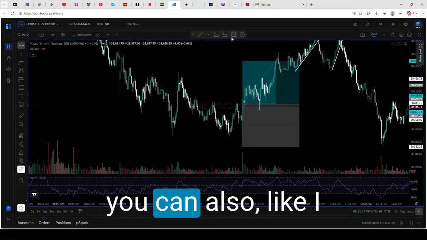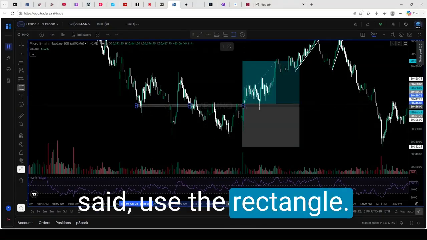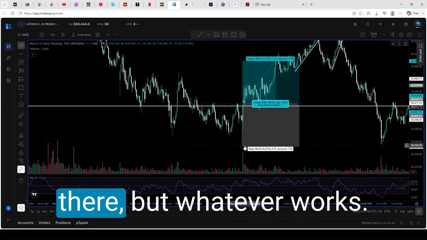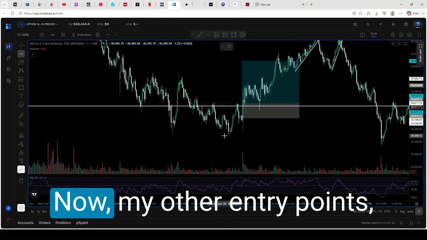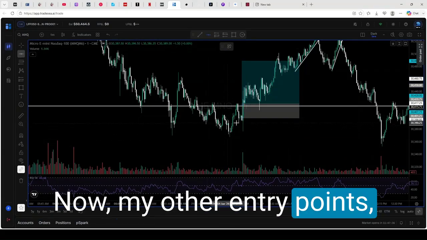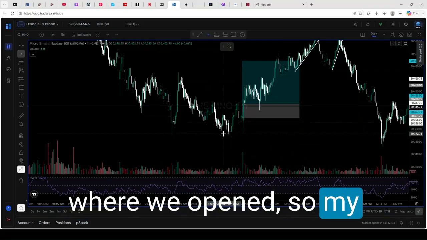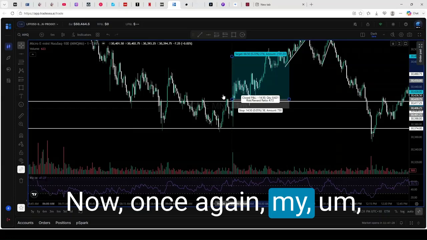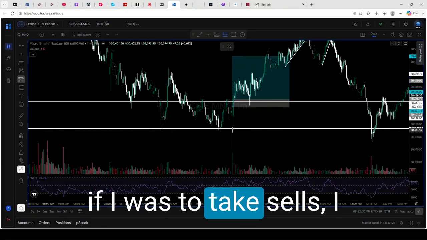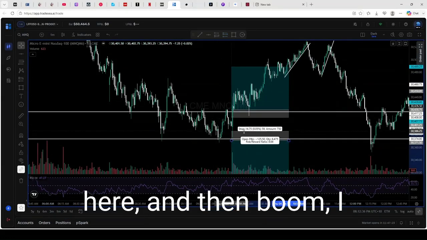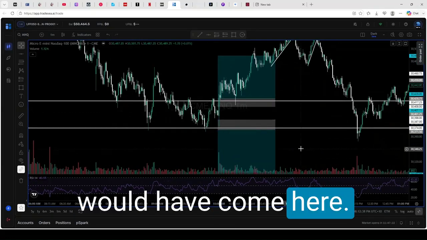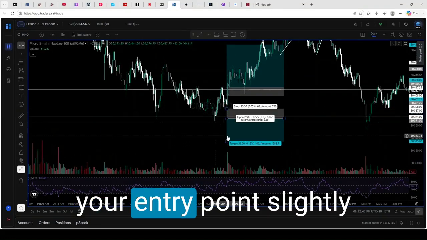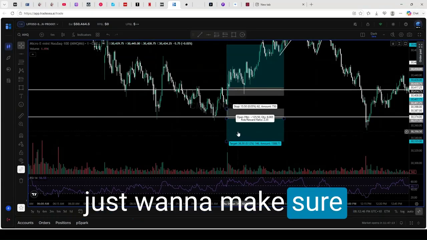Now I do, once again, you can also, like I said, use the rectangle. You can get a bit more of a bigger sort of area without just having a line there, but whatever works. Now my other entry points, because this was where we opened, so my entry point for sells was down here a bit. Now, once again, if I was to take sells, I would have taken it around here, and then boom, I would have come here. And so once again, to mark out your stop loss, you always see your entry point slightly outside, because you just want to make sure it is going to break out.